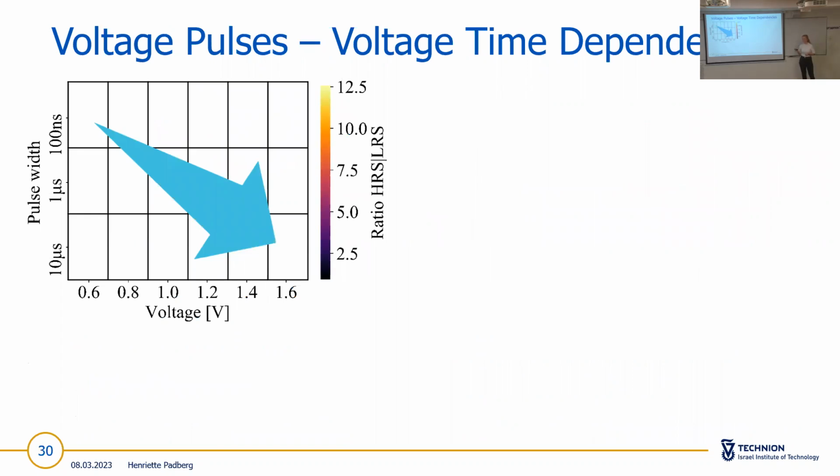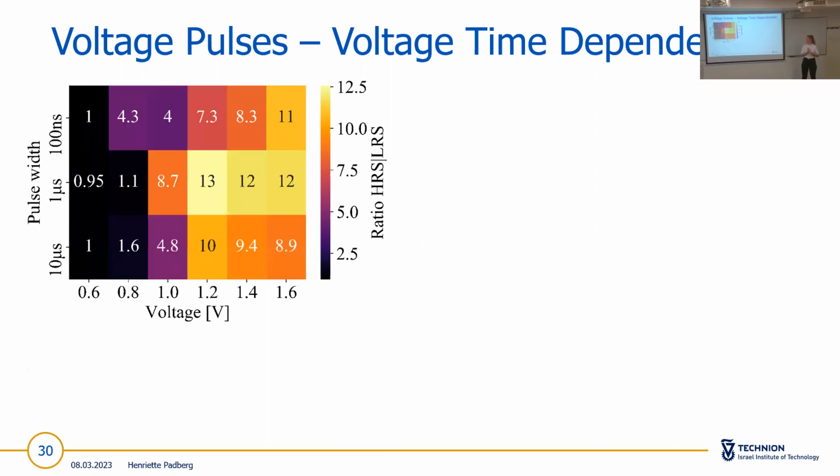Now, after the characterization with sweeps, I go over to the pulse characterization. So I measured 6 different voltages with 3 different pulse times, and then calculated the ratio of HRS and LRS. What you would expect is that with rising voltage and rising time, the ratio also rises. But here are the measured results.